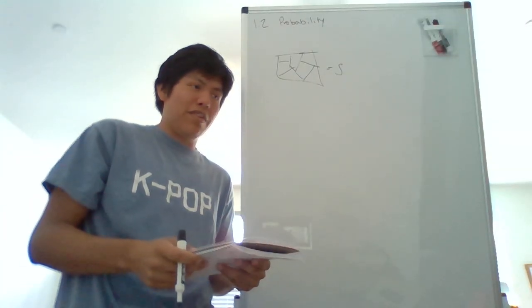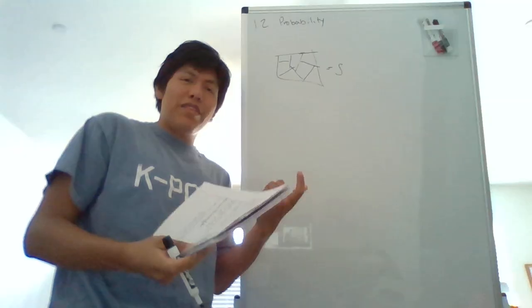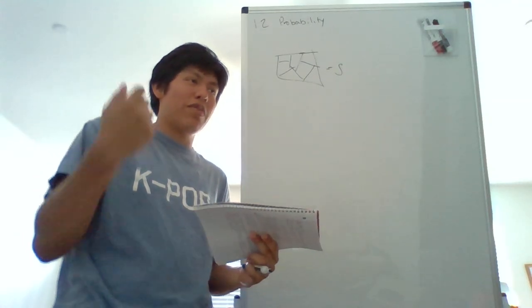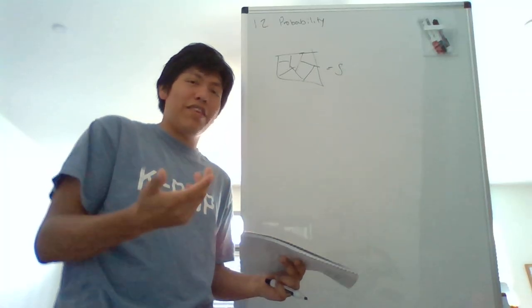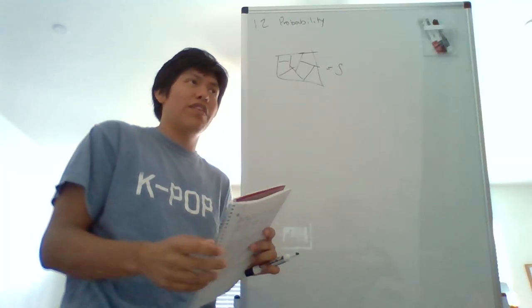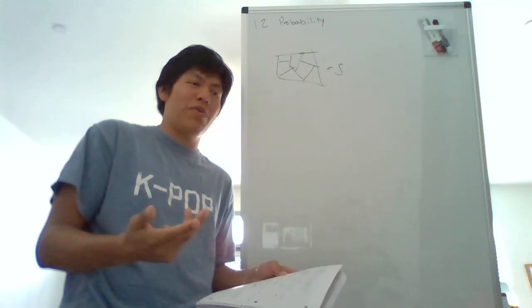We also went over events, and we used the example of a six-sided die, where you throw an even number, so your only sample points would be 2, 4, and 6. Or you throw a number less than 4, which would be 1, 2, and 3.